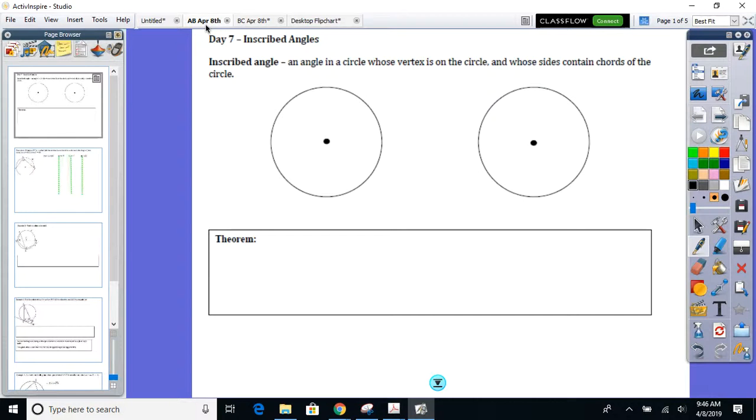So here's what I want you to do on the first circle to the left. Put a point somewhere on the circle. And the two rays I want as chords. Let's just label it ABC. That is not a central angle anymore because the vertex is not on the center. We call this an inscribed angle. See the difference?